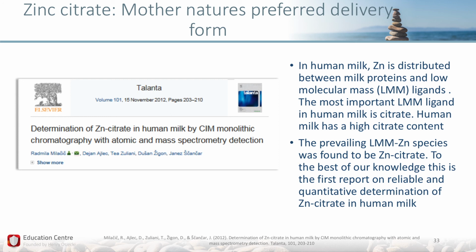Mother Nature created in breast milk the component of zinc to be bound with zinc citrate, because when providing zinc over to the infant, who has a very immature digestive system, it needs to absorb zinc very well, and zinc citrate is used. This was one of the first studies of its kind that identified that it was actually zinc citrate found in breast milk, and that's the preferred carrier.